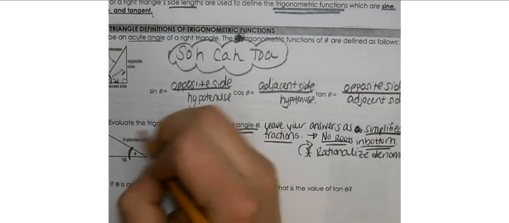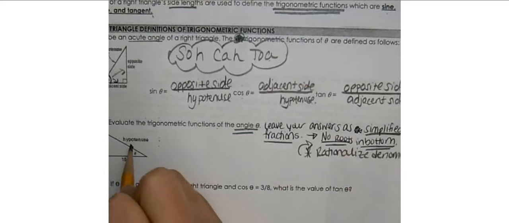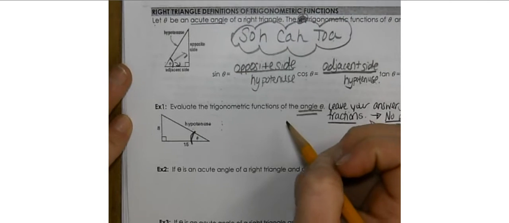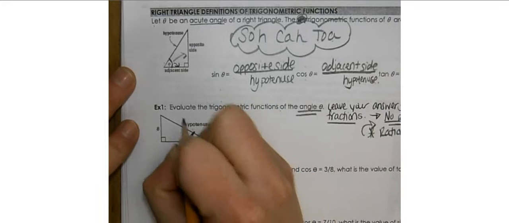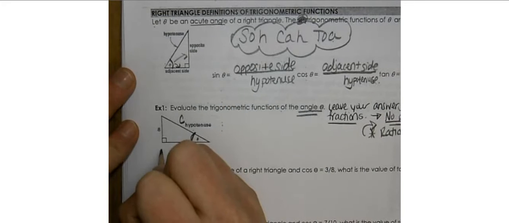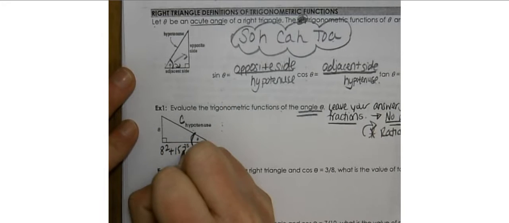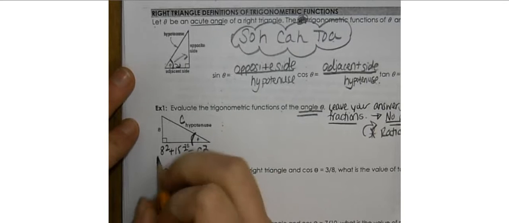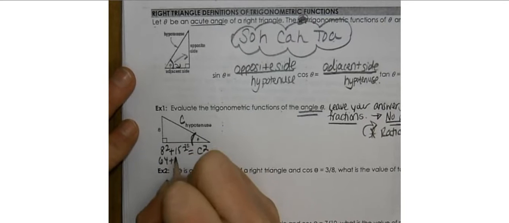Now, before we find sine, cosine, and tangent, we need to know all of our side lengths. So the first thing I'm going to do is identify what the hypotenuse is using SOHCAHTOA. I'm going to call the hypotenuse C. So I'm going to write 8 squared plus 15 squared is equal to C squared. 8 squared is 64, 15 squared is 225, and that's supposed to equal C squared.